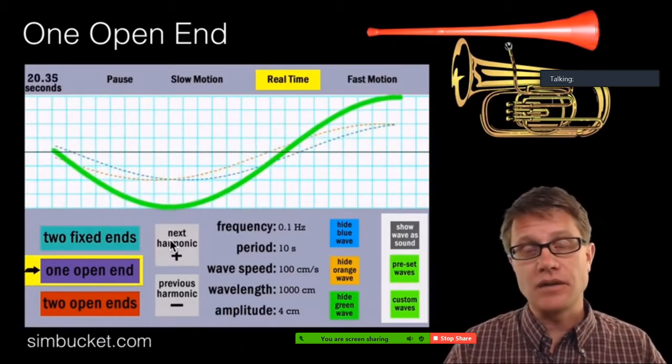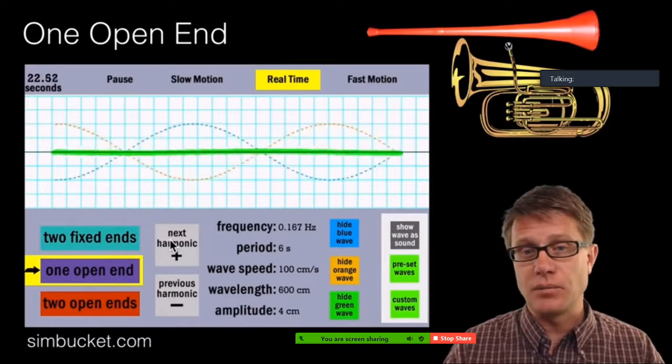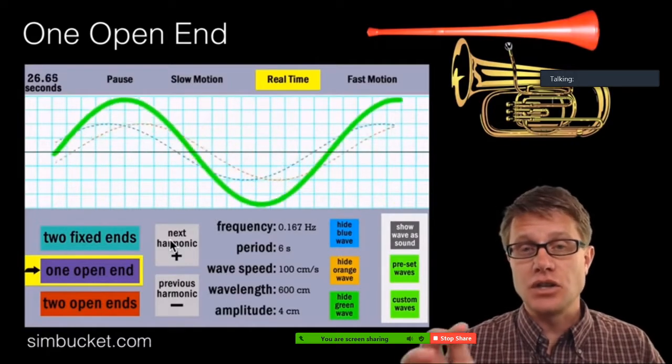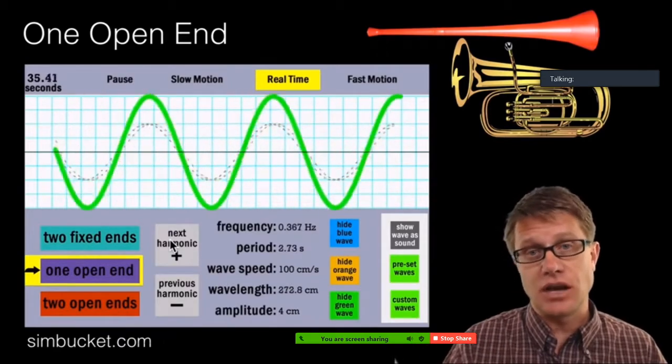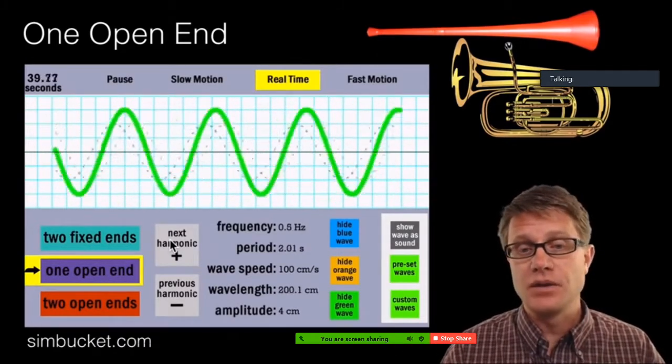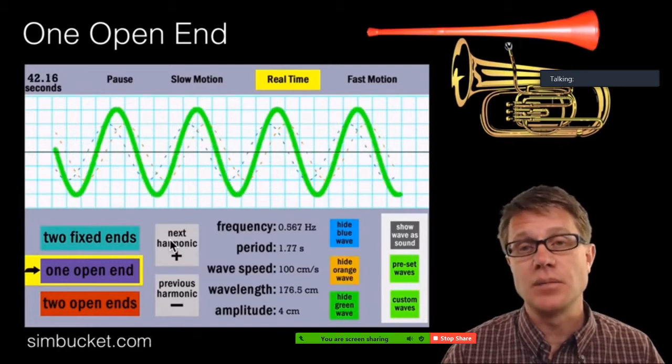And so we still have those traveling waves going back and forth and back and forth. It's just that one of those ends is free to create an antinode, and then we just have reflection off of that end. These are all the different harmonics. What keeps them all in common is the node on the left, antinode on the right.